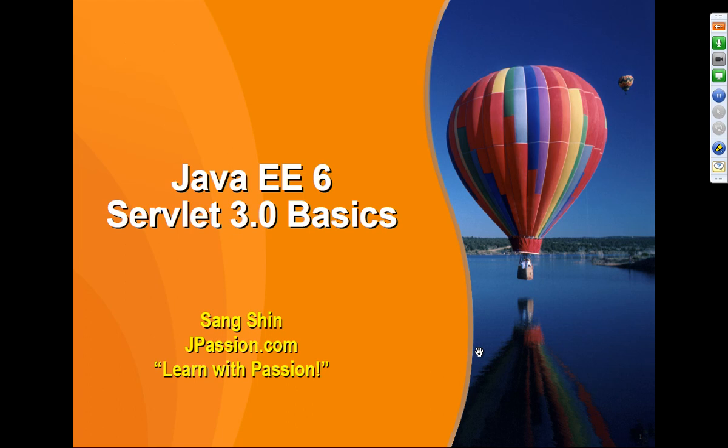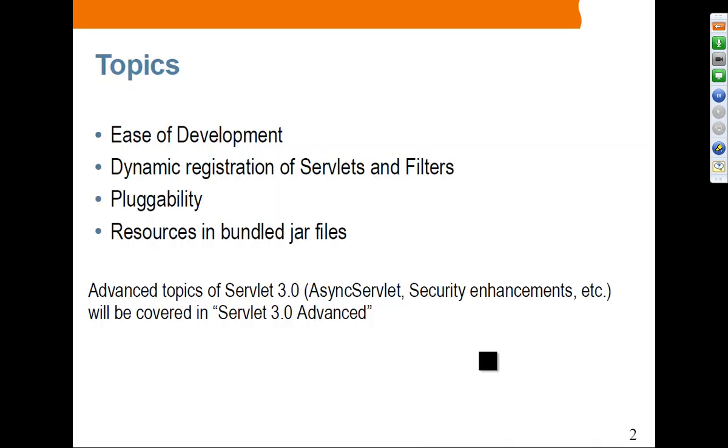Alright, so the next topic is Servlet 3.0 Basics, and this is part of Java EE6. Here we are going to cover ease of development features introduced in Java EE6, and we are going to cover dynamic registration of servlets and filters. We'll talk about pluggability of third-party libraries or frameworks, and then resources in bundled jar files. We are going to cover other topics such as async servlet and security enhancements in Servlet 3.0 Advanced. So we are going to cover just 4 topics.